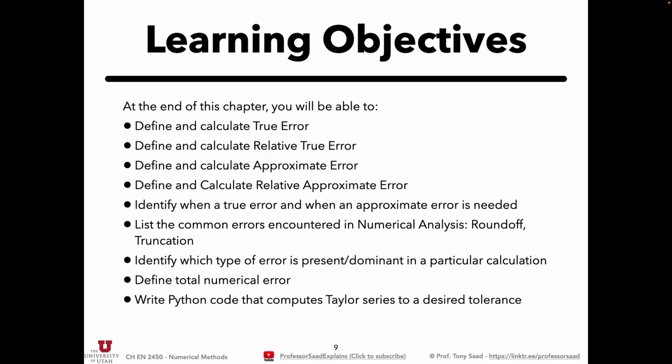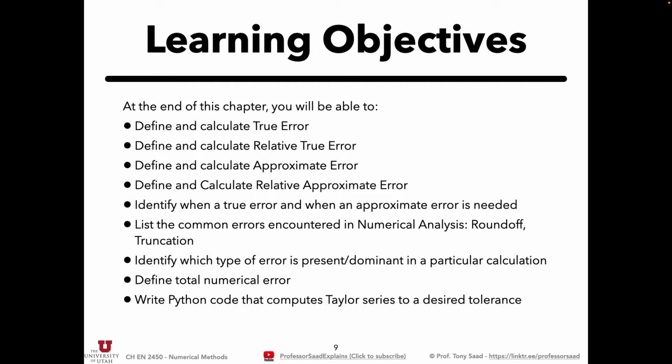You'll be able to identify when a true error or an approximate error needs to be used, and list the common types of errors encountered in numerical analysis, essentially round-off, truncation, and their combination, which is called total numerical error. Identify which type of error is present in a given calculation. So if you're doing a Taylor series, for example, you just have this kind of round-off error as you're improving on the digits. Or if you're using a truncated Taylor series, you have a truncation error that you're dealing with. Define the total numerical error.